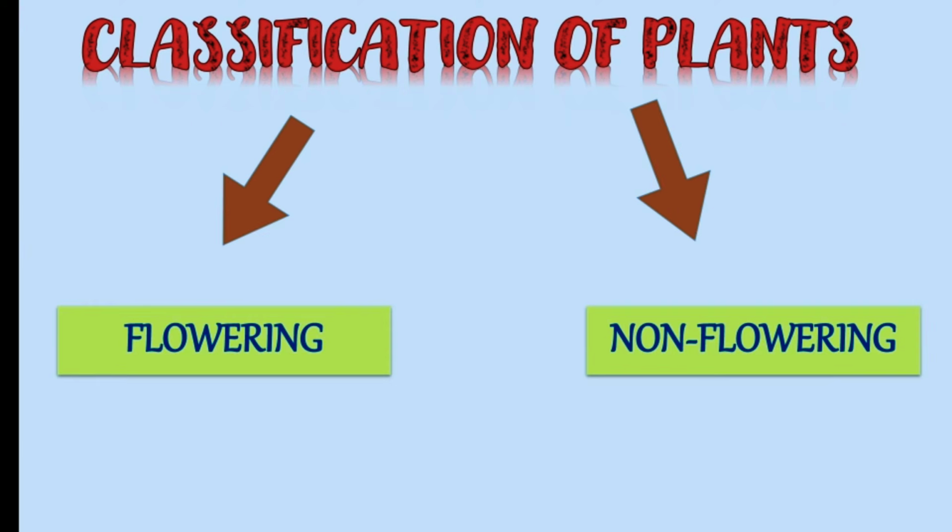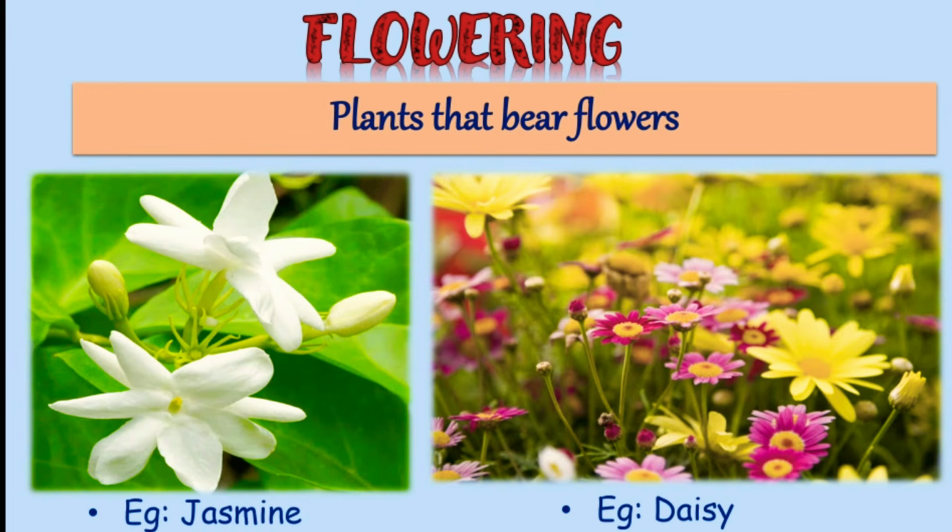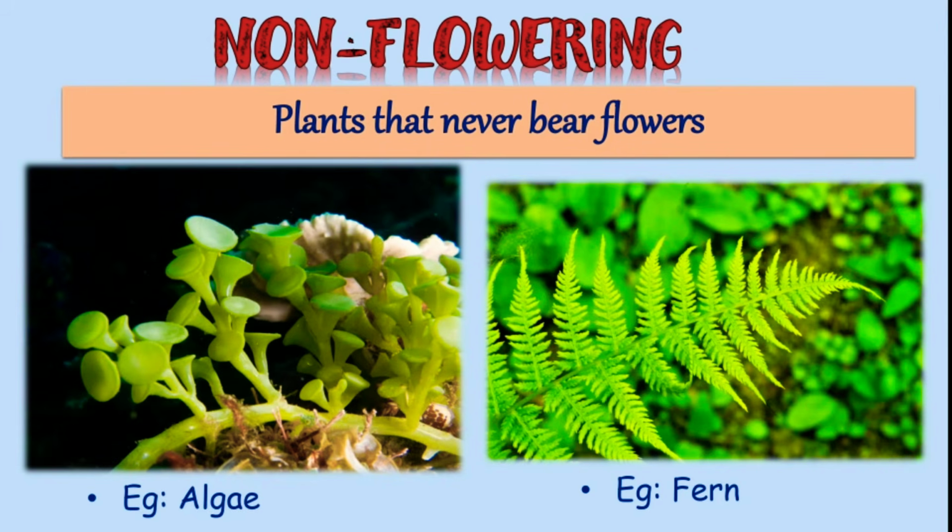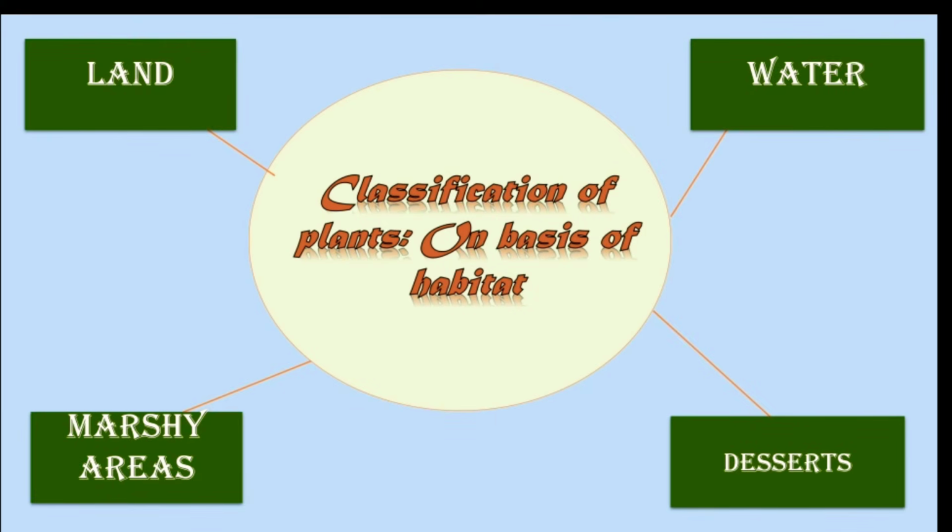Let's see the classification of plants on the basis of flowering. There are 2 types. One is flowering and one is non-flowering. Flowering plants are the ones which bear flowers, for example jasmine, daisy, etc. Non-flowering plants are the ones which do not bear flowers, for example algae, ferns. This type of plant does not have flowers.